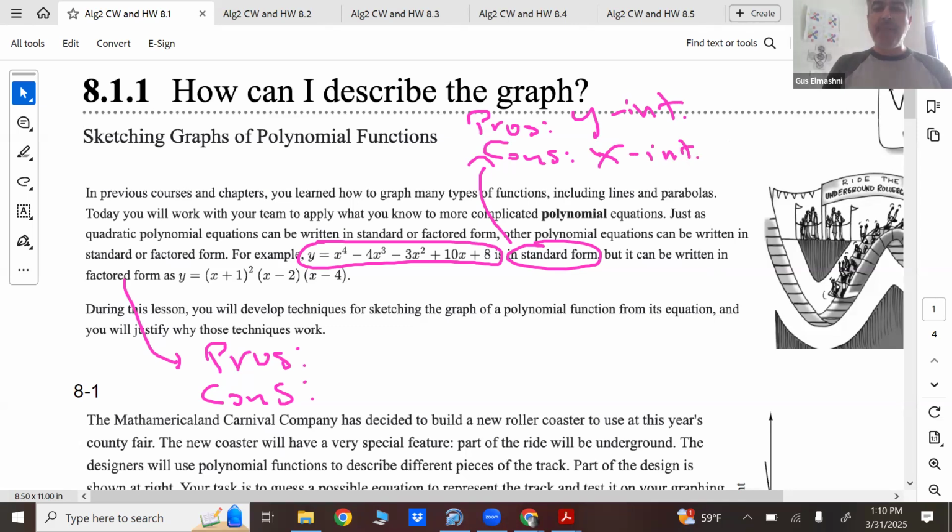Another thing we're going to talk about is end behavior. I would say it's a pro. Did we talk about end behavior last semester? Did we? I don't remember. We'll talk about that in a little bit. But end behavior is looking at how the ends of the graph behave. That's another pro.